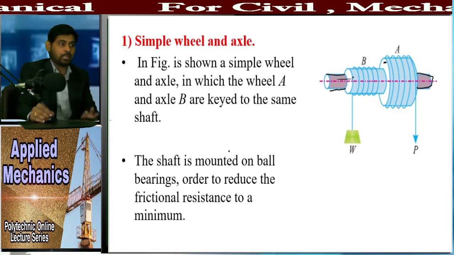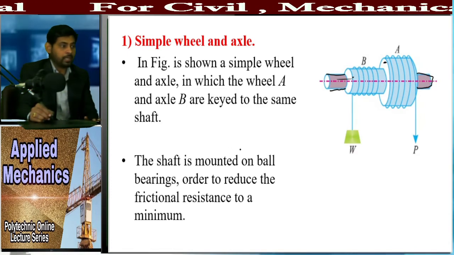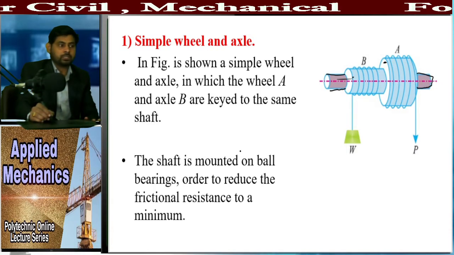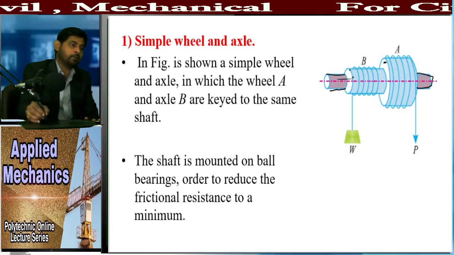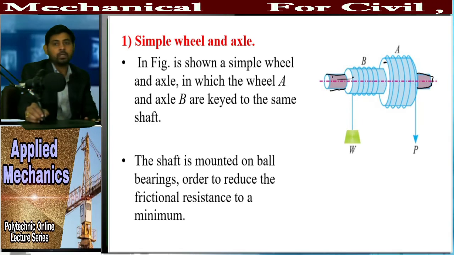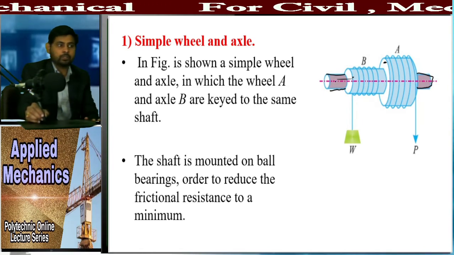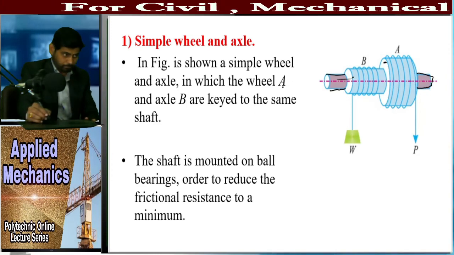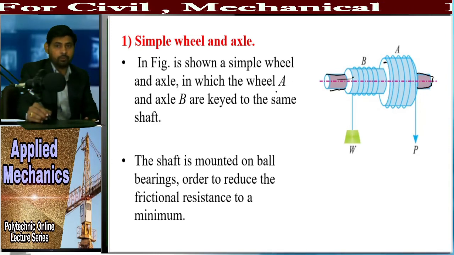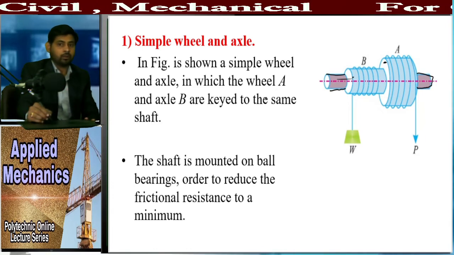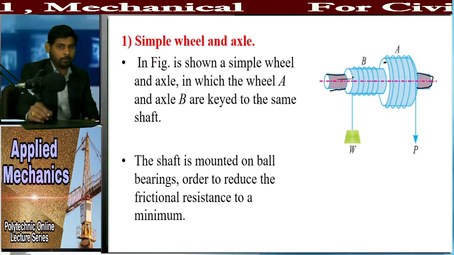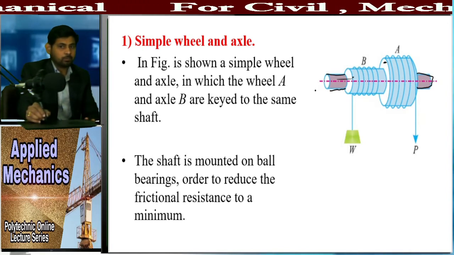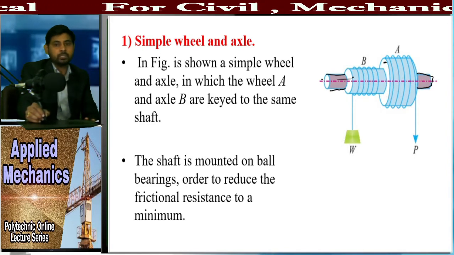Okay. After that, it says the shaft is mounted on a ball bearing in order to reduce the friction resistance to a minimum. So here this shaft is mounted on a ball bearing. So what kind of bearing is mounted on this shaft? It is a ball bearing. It will not be a sliding bearing or rolling bearing. It is a ball bearing. So this shaft is mounted on the ball bearing. Why are we using the ball bearing? Because here friction is reduced.